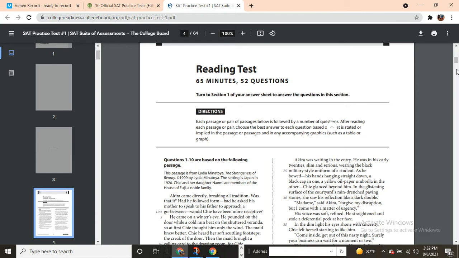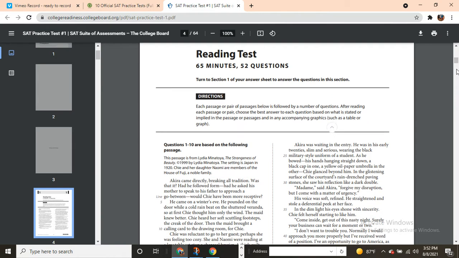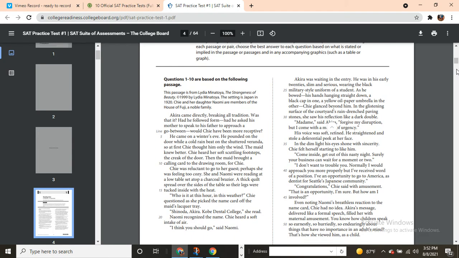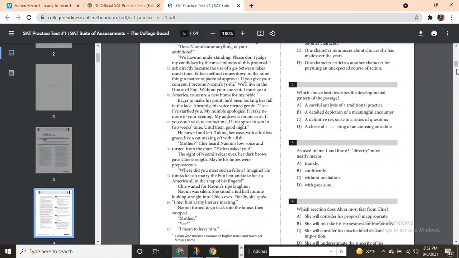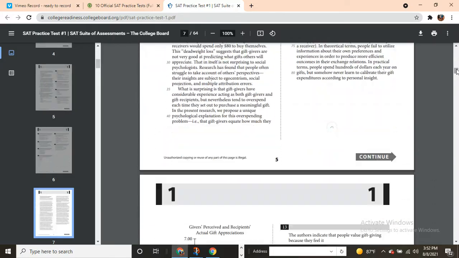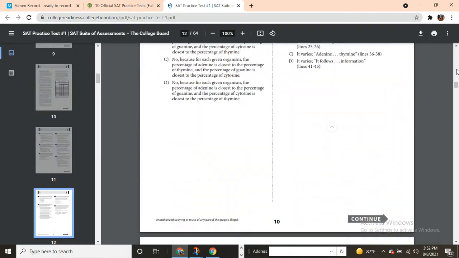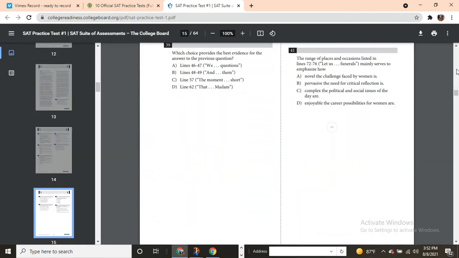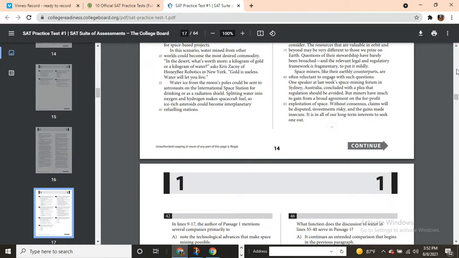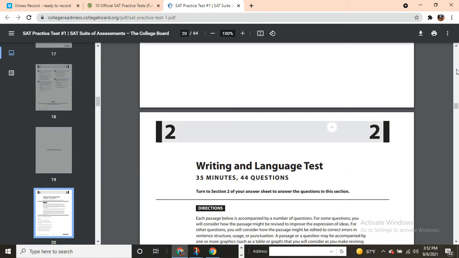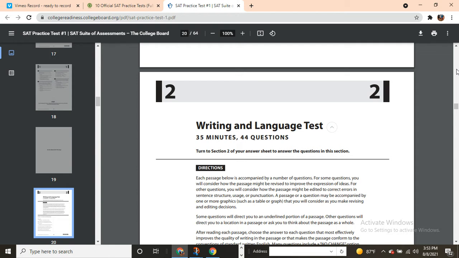has 52 questions, and these 52 questions are divided into 5 passages. Each passage has 10 questions, as you can see, 1 to 10. So this is the first section. The first section is reading, and the second section is for writing. I'm going to show you guys in a while. So we have here now the second section.